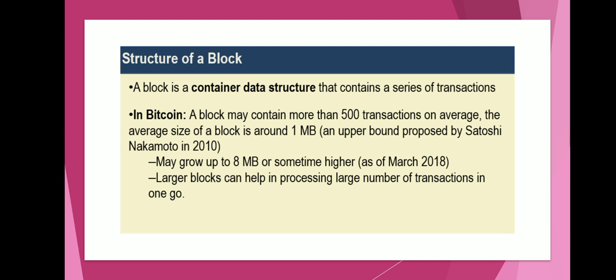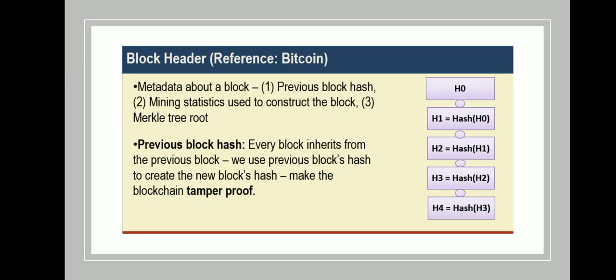The average size of a block is around 1 MB. It may grow up to 8 MB, but the average size is 1 MB. The larger blocks may have different processing times for transactions. Now, the block header. The block consists of two parts: the block header and the block body.